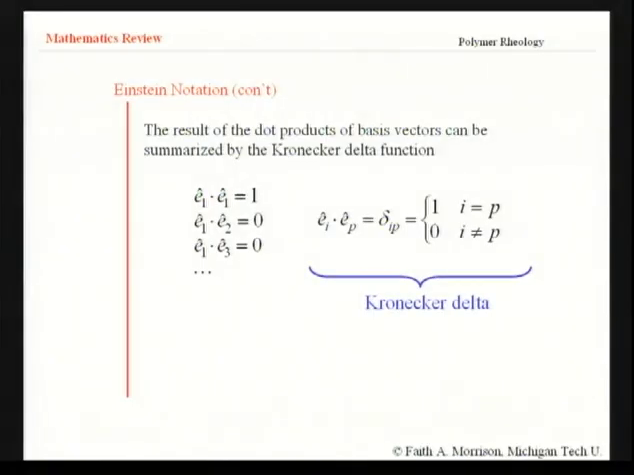So the orthonormal part allows us to replace any dot product of two basis vectors, e_i dot e_p. So these are representing different values of e_i, e_p within a double summation. And this dot product is either 0 if they are perpendicular to each other, which is when i is not equal to p, and it's equal to 1 when they're parallel to each other, which is when i equals p. So e1 dot e1, e2 dot e2.